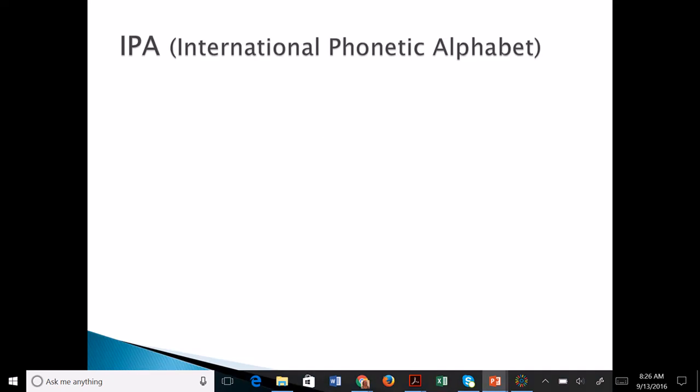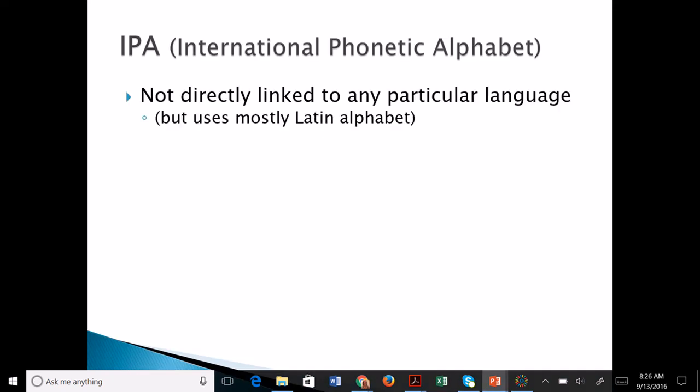So just to start with the IPA background, International Phonetic Alphabet, it's an international system that's not directly linked to any particular language. It wants to be fairly neutral in that regard. We don't want an alphabet tied specifically to a language because languages are full of their quirky spelling conventions. The worst violator, of course, of that is probably English.